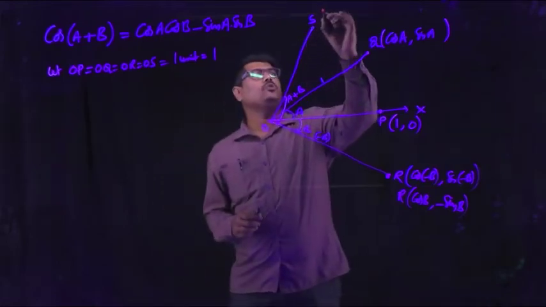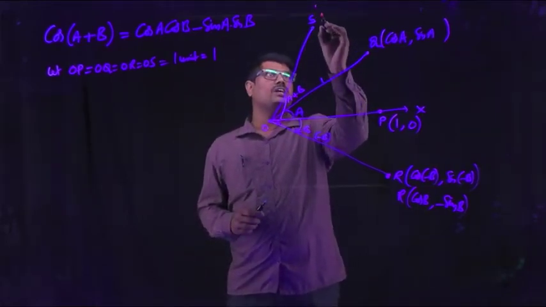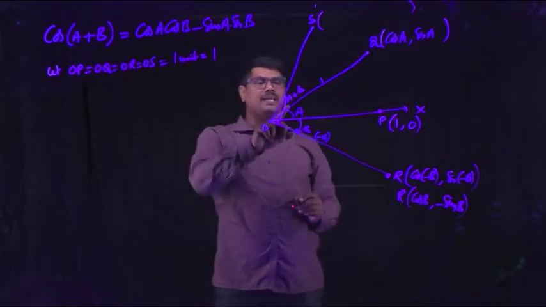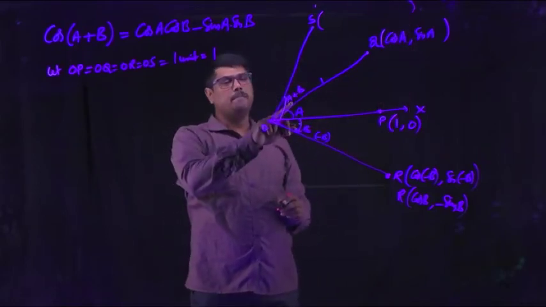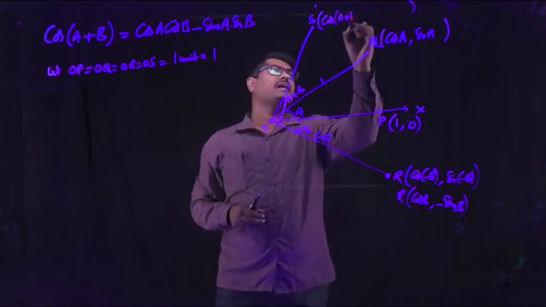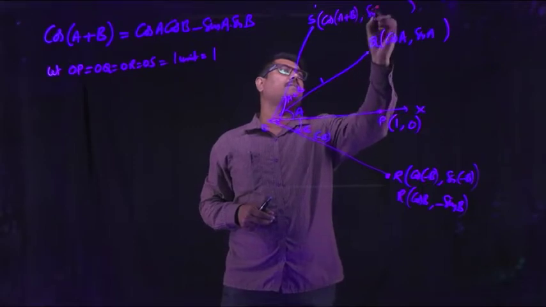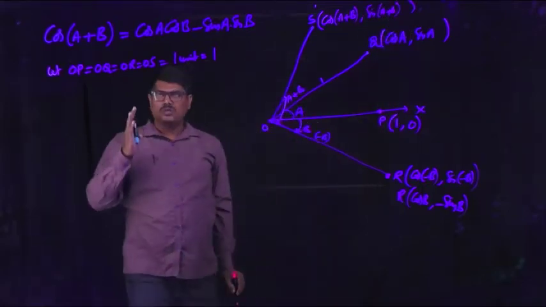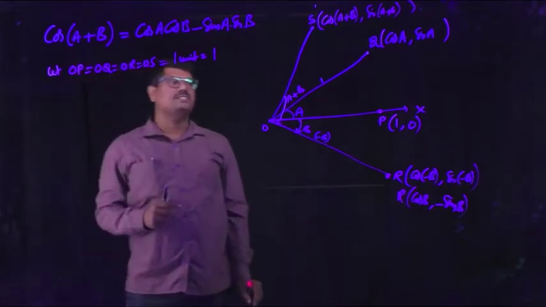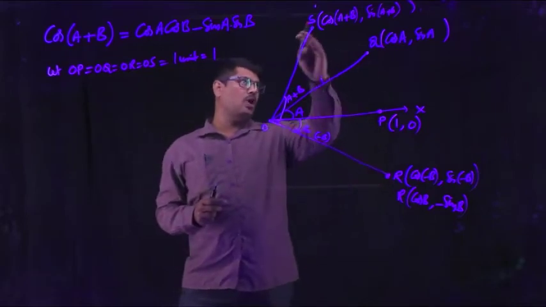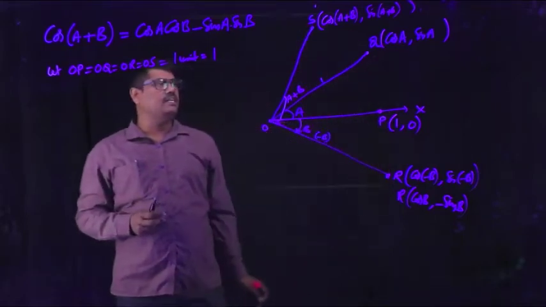Now try to observe the points of S also here. This line OS makes an angle A plus B, so its coordinates will be cos A plus B, sin of A plus B. If you want to learn the proof of this concept, you have to identify the coordinates of the points we consider on the diagram.